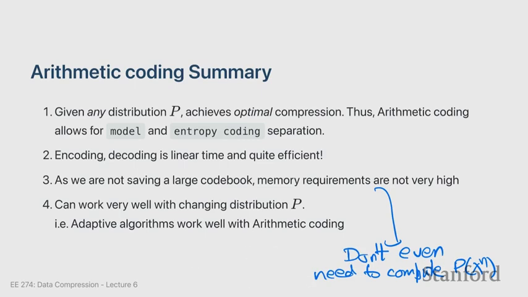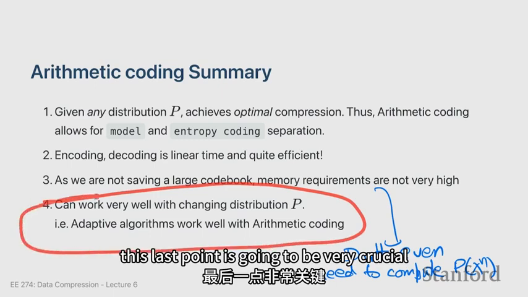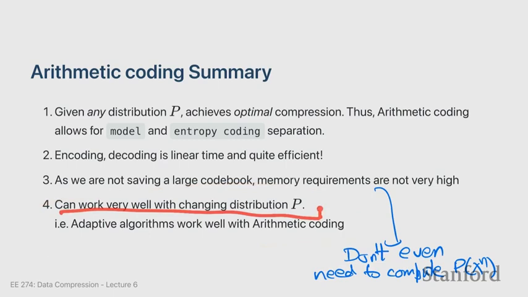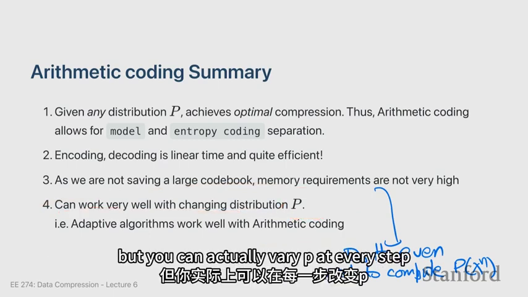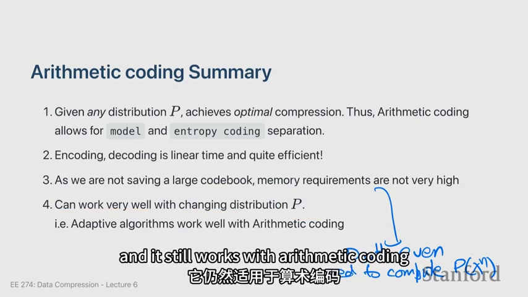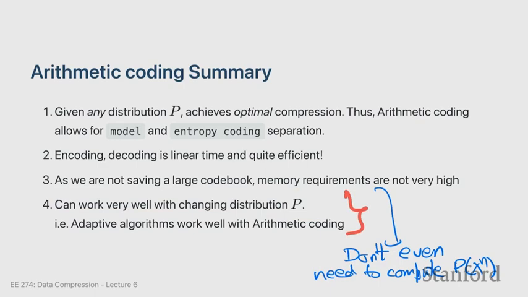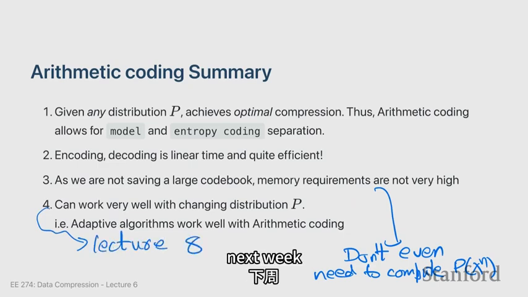And this last point is going to be very crucial in the next few lectures. Don't worry about it for now. Here we assumed that P was fixed, but you can actually vary P at every step and it still works with arithmetic coding. So it's a very, very powerful algorithm. This is lecture 8 next week.